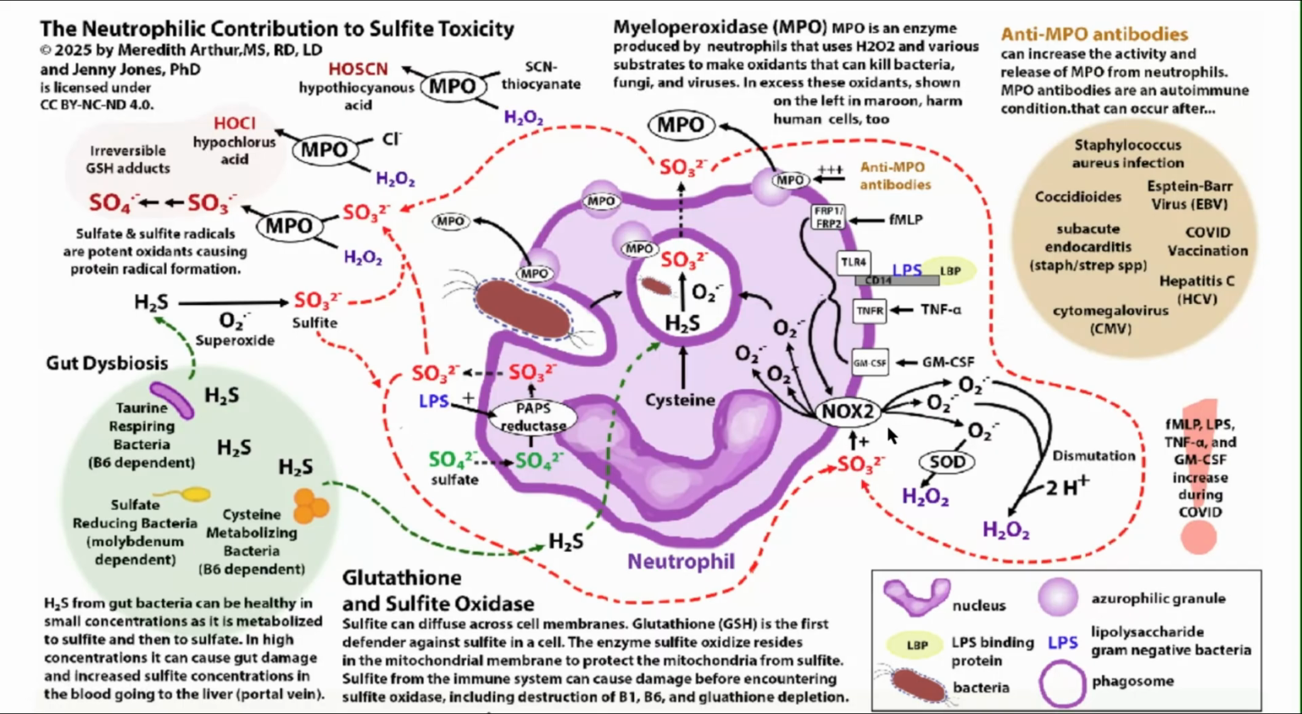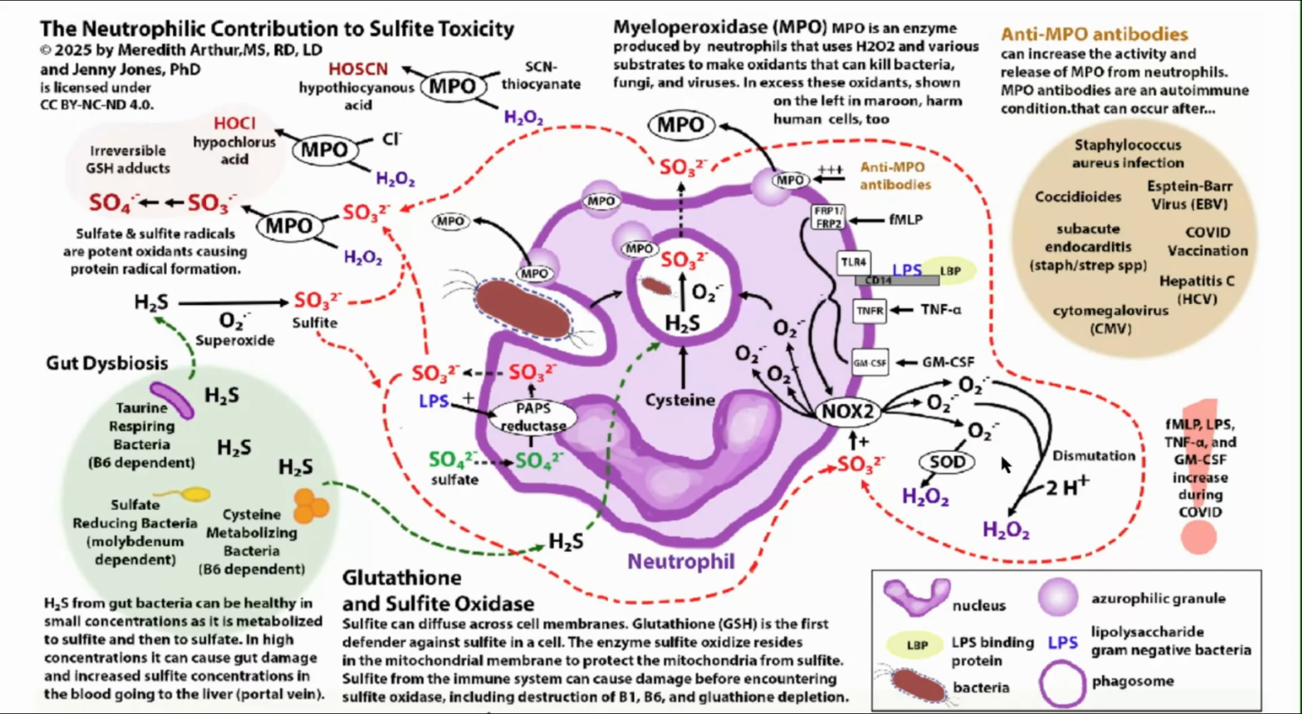And so what NOX2 does is it produces superoxide. And then the superoxide can be metabolized to hydrogen peroxide in the presence of superoxide dismutase in the blood. And this was specifically copper dependent. Okay, so this one is a copper dependent enzyme. And also, superoxide can spontaneously become hydrogen peroxide as well.